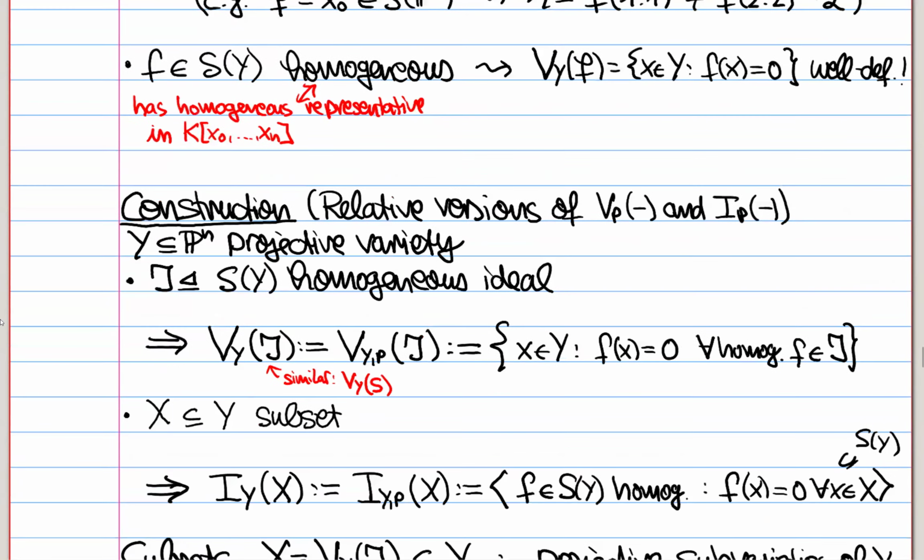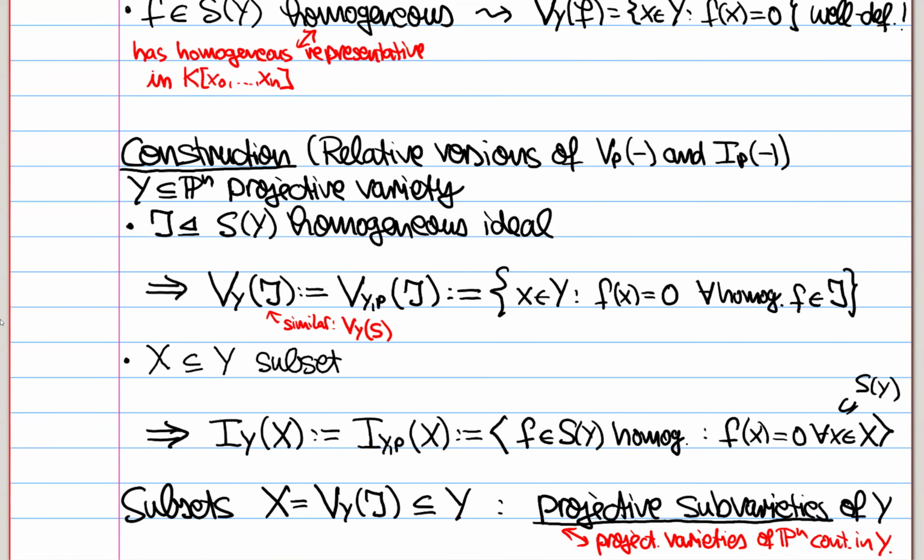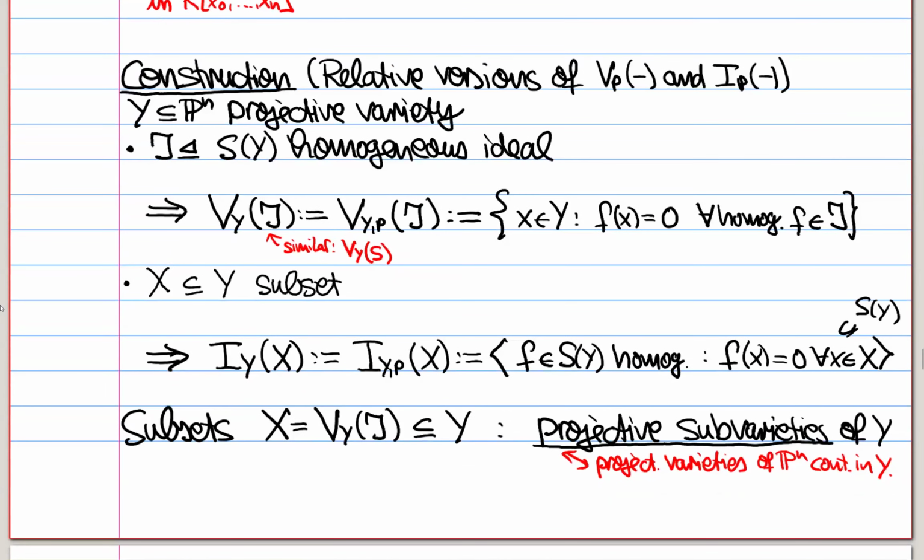Okay. And then the next thing on our task, once we have the coordinate ring, we get relative versions of the vanishing loci and vanishing ideals. So if Y is a projective variety, then for any homogeneous ideal inside its coordinate ring, you get this vanishing locus, just the points where the homogeneous representative of f vanishes. And sometimes if you really want to emphasize both the relative to Y and projective, then we might use this notation here.